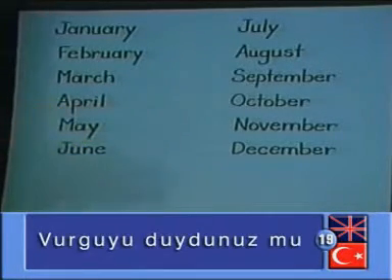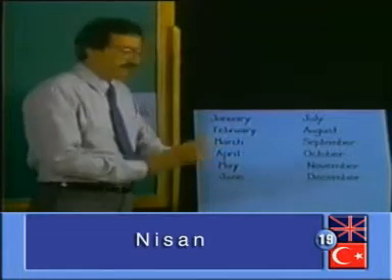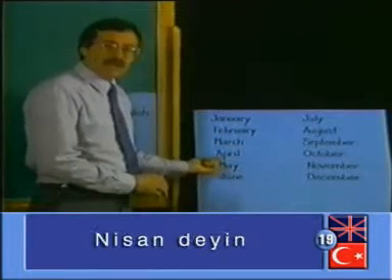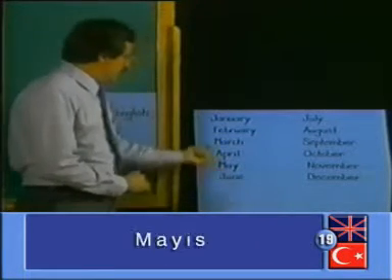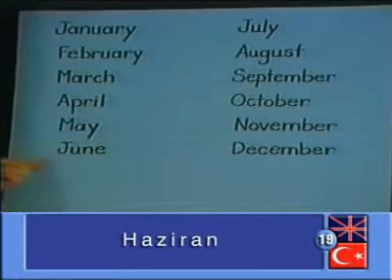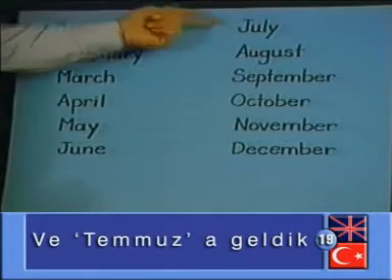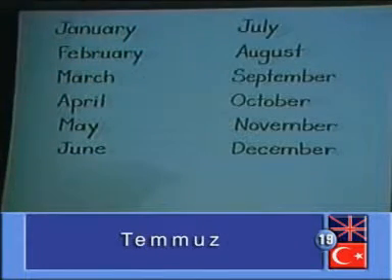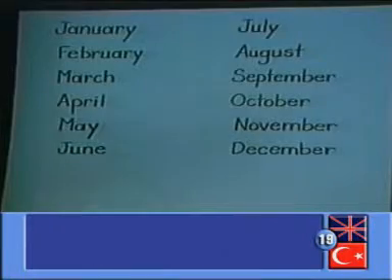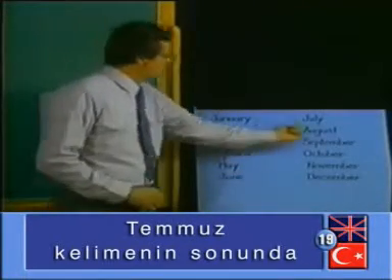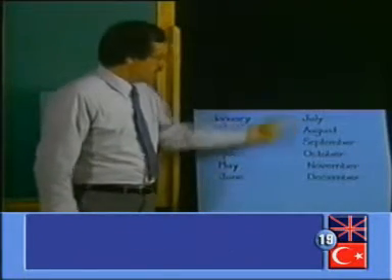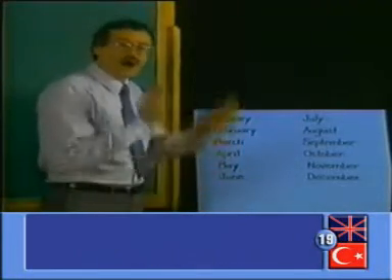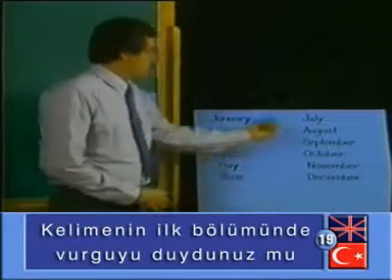April. Did you hear the stress? April. On the front again. Say it. Good. May, June. Now we're at July. Where's the stress on July? July. On the last of the word. Say July. All right, let's try August. Did you hear the stress on the first part of the word? August.